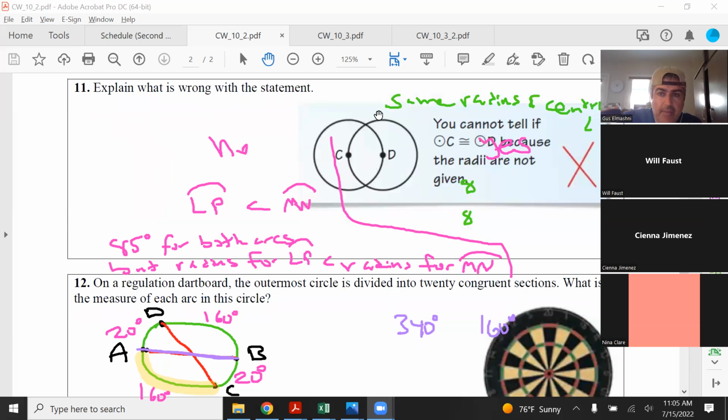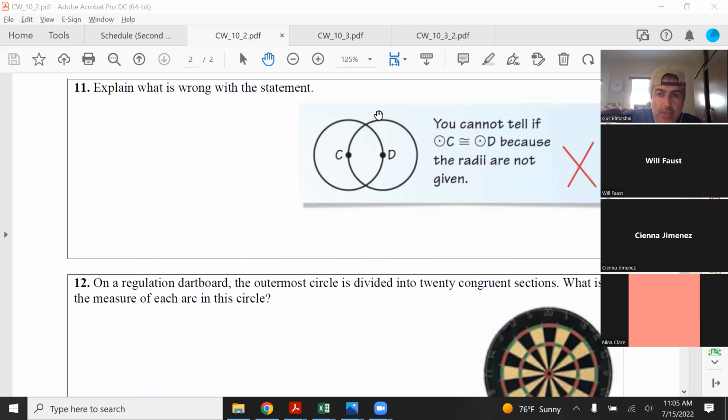Okay, let's take a look at 11. Explain what is wrong with this statement. You cannot tell if those are the same because the radii are not given. Well, here's the deal. That's a radius, right? Remember, a radius connects the center with a point on the circle.